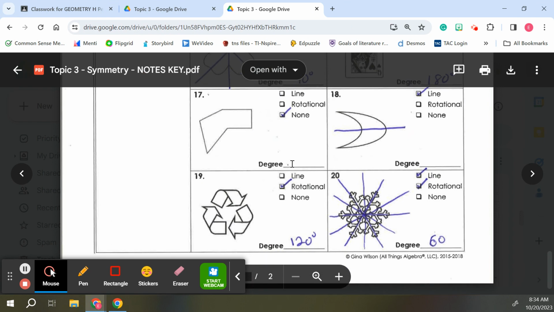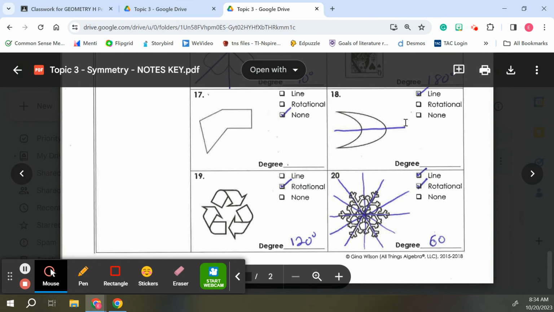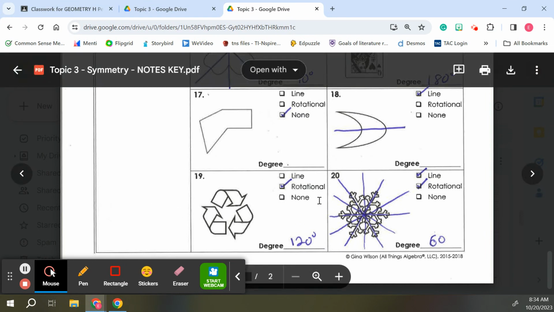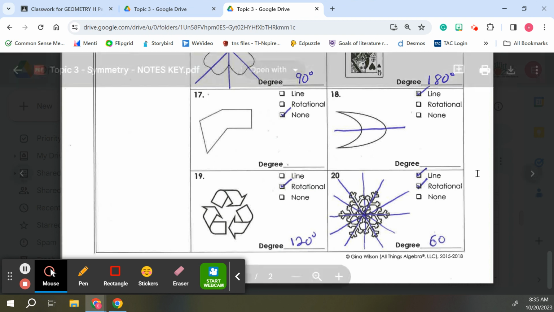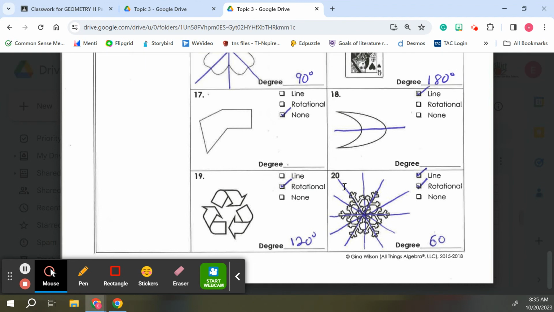So 17 is none, it's 360. There's nothing that's going to reflect. 18, you're going to have 1 line, but no rotational. 19, you're going to have rotational of 120, but nothing else. 20, the snowflake, is definitely rotational, 60 degrees. If you look at it, it's kind of like a hexagon. The lines of symmetry will go in between the 2 branches, but then down the middle of the branches as well. Questions on this?